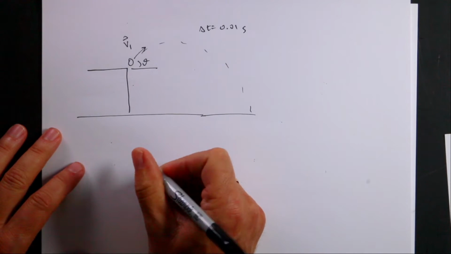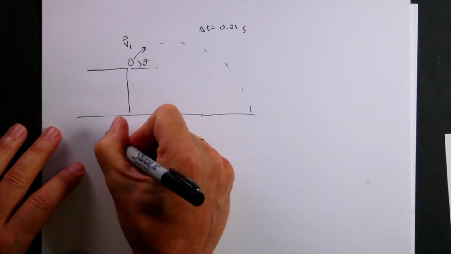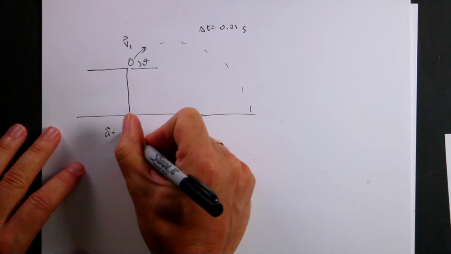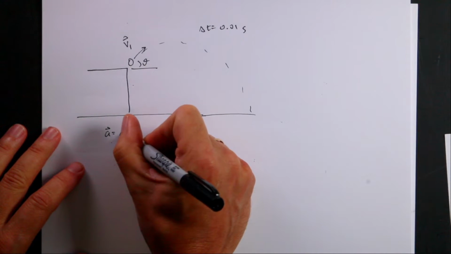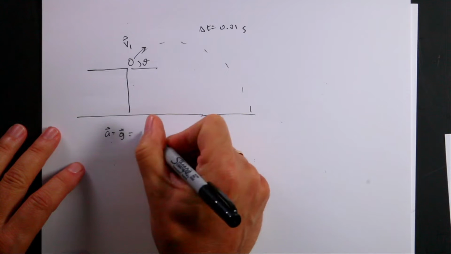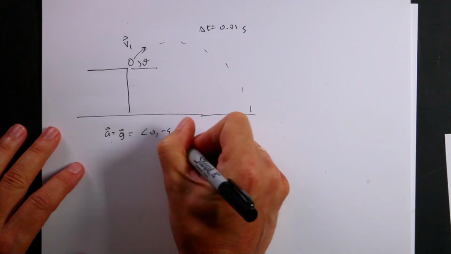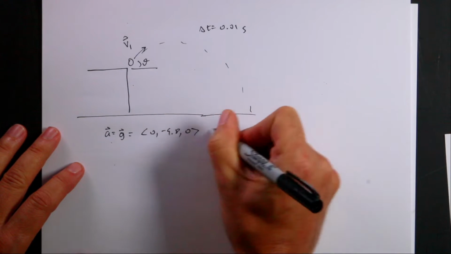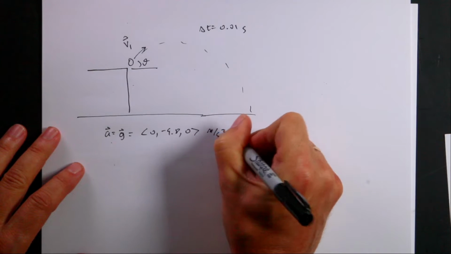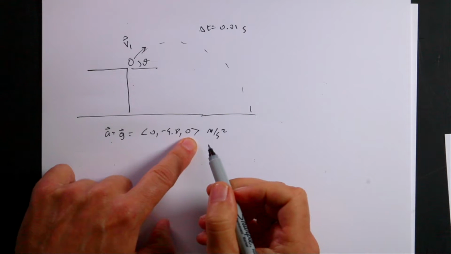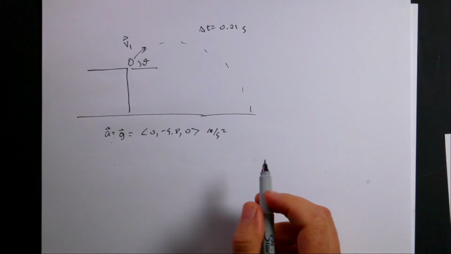I know the acceleration. I'm going to write this as a vector. The acceleration is g, right? Which is equal to 0, negative 9.80 meters per second squared. So that's my x, y, and z component of the acceleration, which is g.